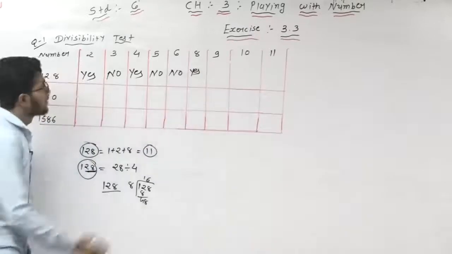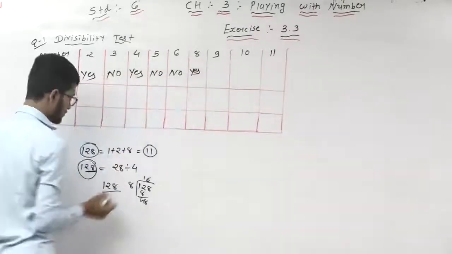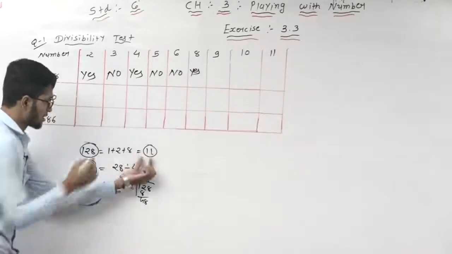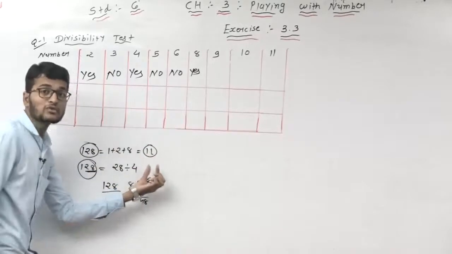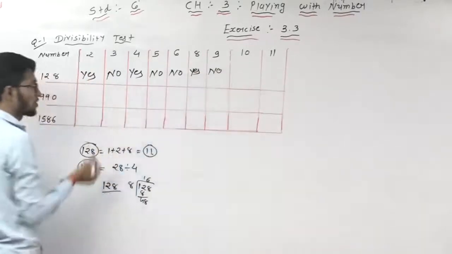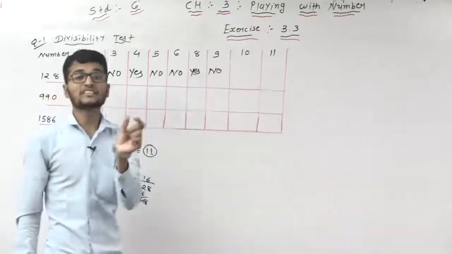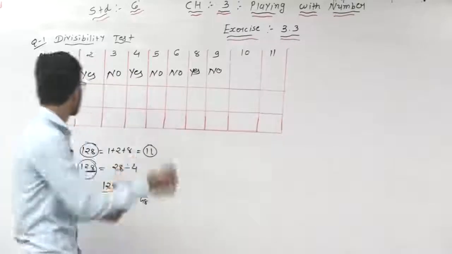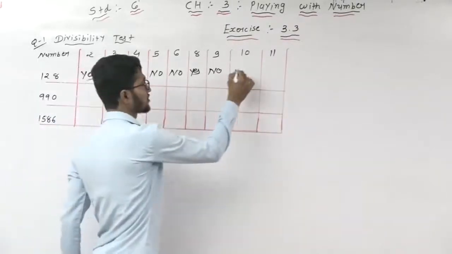Then after that, 9. 3 and 9 are also the same. So this one is the 3 answer. 1 plus 2 plus 8 means 11. Now is 11 divided by 9 possible? No. So here write down no. So this number is not divided by 9. Then after that, 10 के साथ divide करना हो तो last digit 0 होना चाहिए. So here last digit is, so is 128 divided by 10 possible? No, this one is not possible.